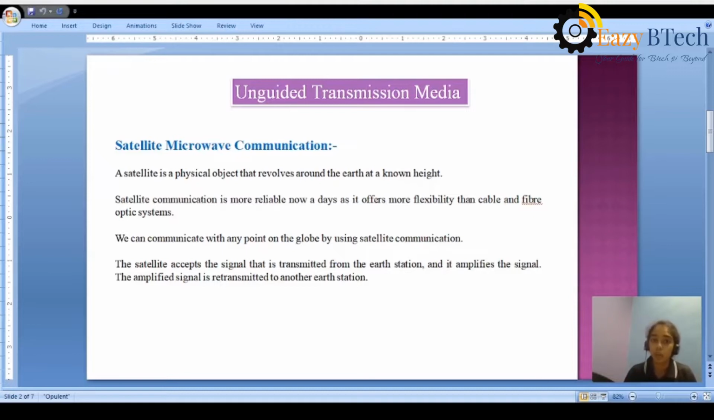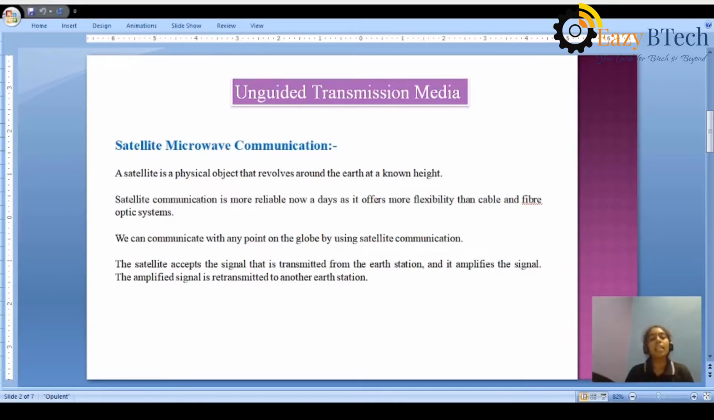Let us get into the topic: what is meant by satellite microwave communication? Satellite communication is wireless transmission. We can send data from source to destination through the air. A satellite is a physical object that revolves around the earth.